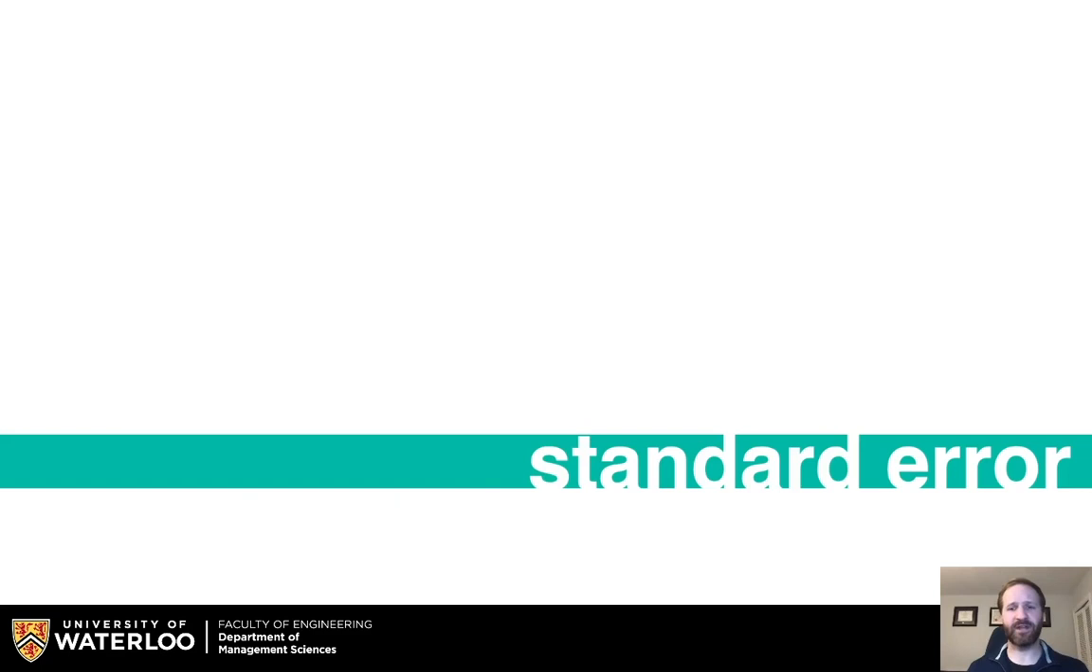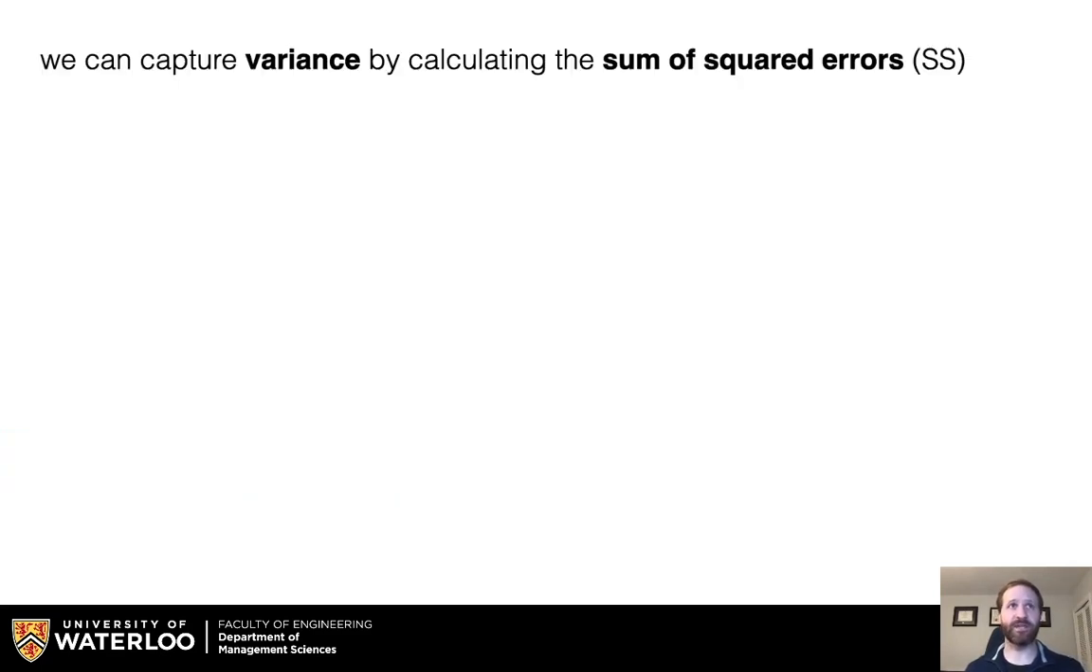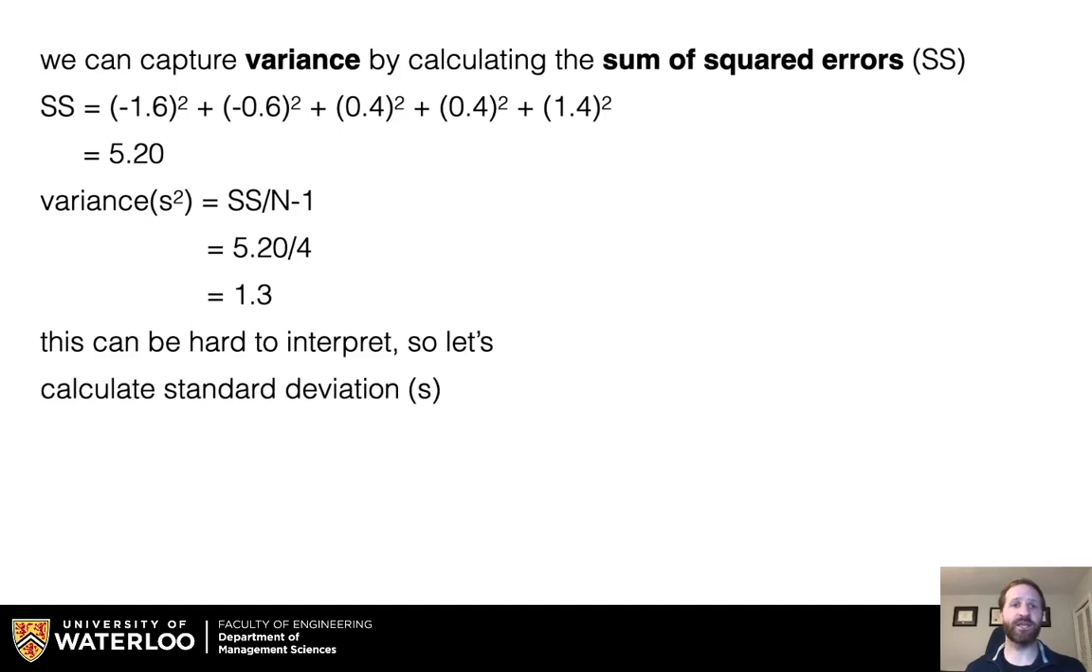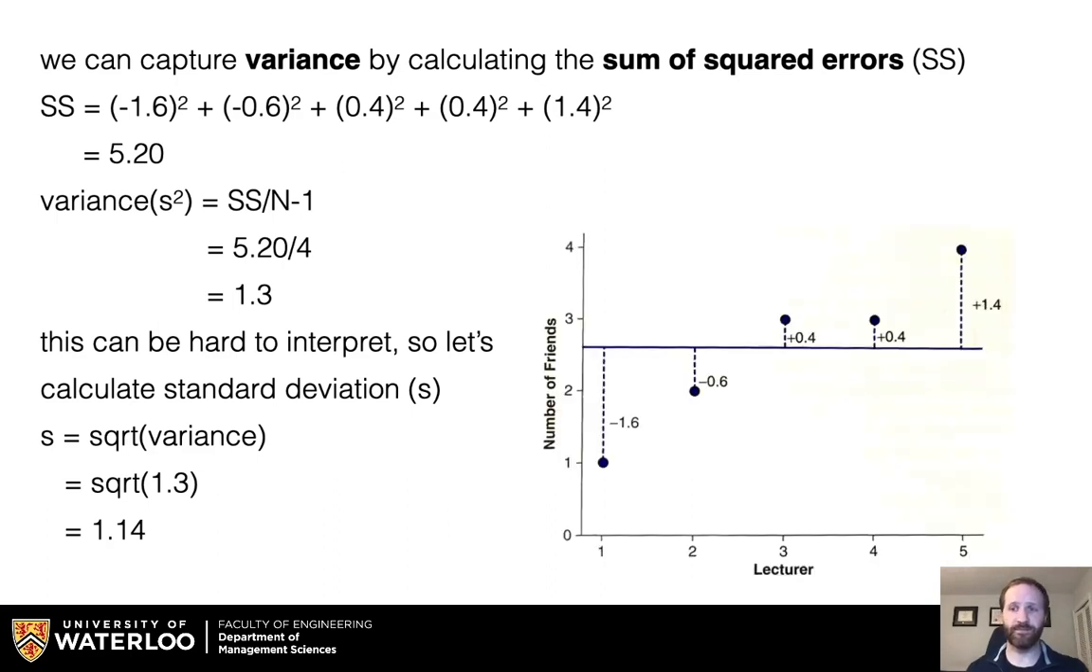Let's start by diving into standard error. Previously, we talked about variance. We can capture the variance by calculating the sums of squared errors, and then we can calculate variance based off of that. And this can be hard to interpret, so we can calculate standard deviation. Taking the square root of the variance, we arrive at the standard deviation, which gives us a sense of how the data varies, especially around the model of the mean.